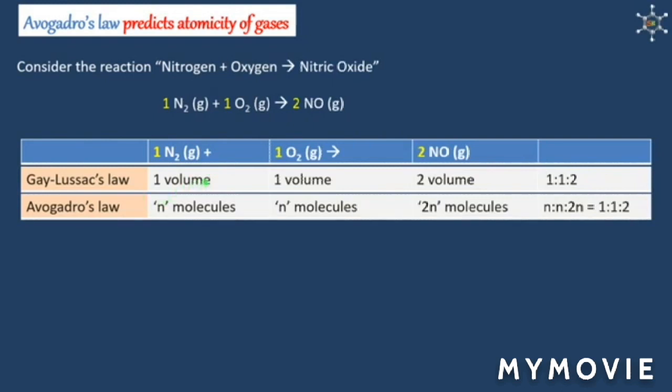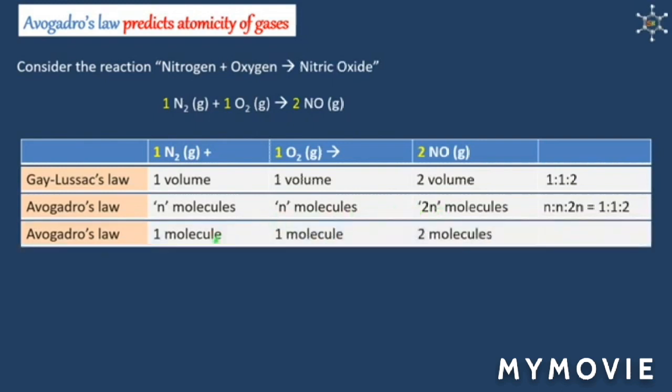If I imagine 1 volume of nitrogen is nothing but n molecules of nitrogen, then n molecules of nitrogen react with n molecules of oxygen giving 2n molecules of nitric oxide. The ratio between the number of reacting molecules and product molecules is n is to n is to 2n. If I simplify this, I will get 1 is to 1 is to 2. Instead of taking n molecules, let us take the simplified version. According to Avogadro's law, 1 molecule of nitrogen reacts with 1 molecule of oxygen giving 2 molecules of nitric oxide.